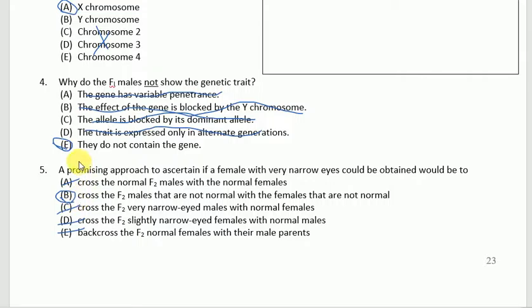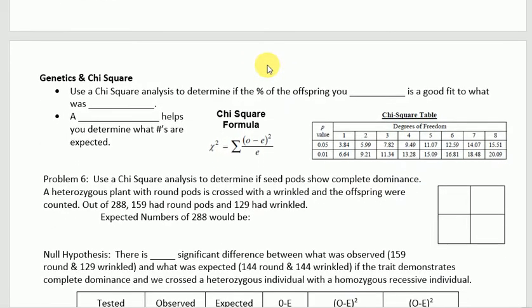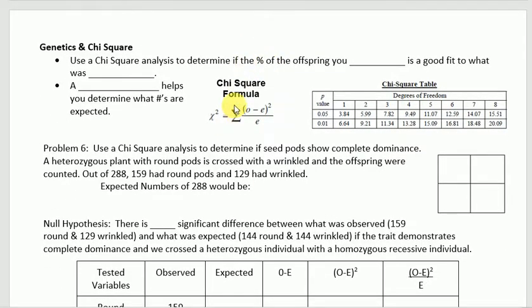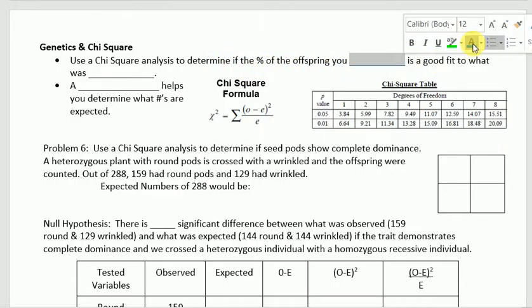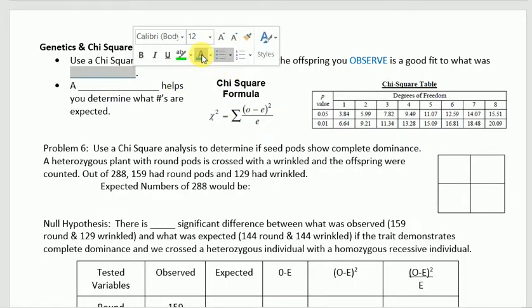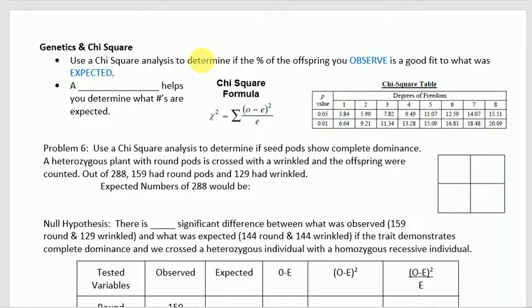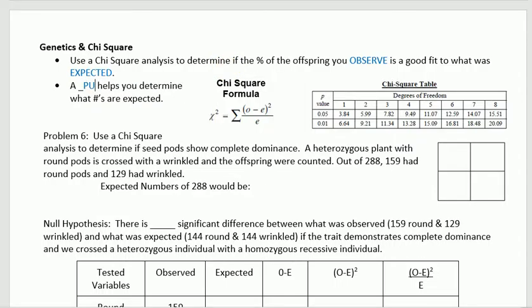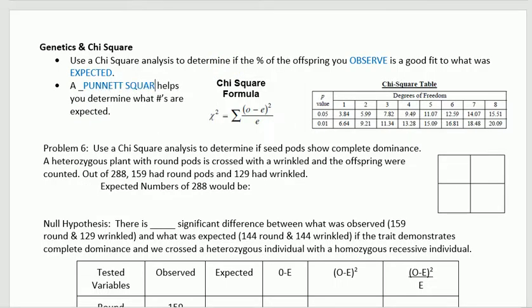Okay. So now that we've covered some of that, let's talk about chi-square. I know you've missed them. So using a chi-square analysis to determine if the percent of offspring you observe is a good fit to what was expected. Of course, we are talking about chi-square, so it's what's expected. So a Punnett square is going to help us determine what numbers are expected.